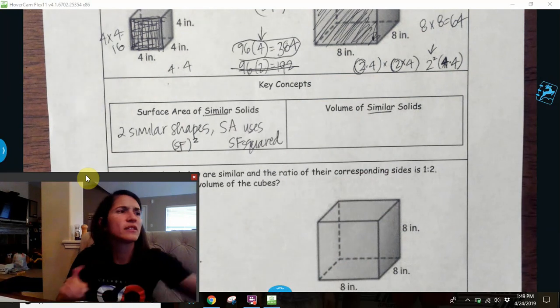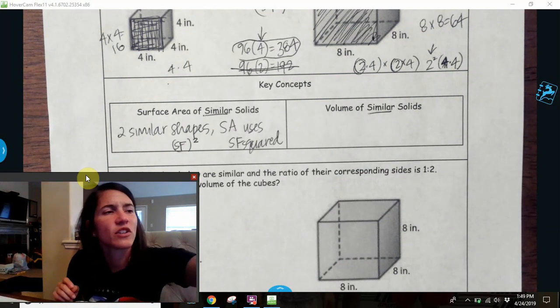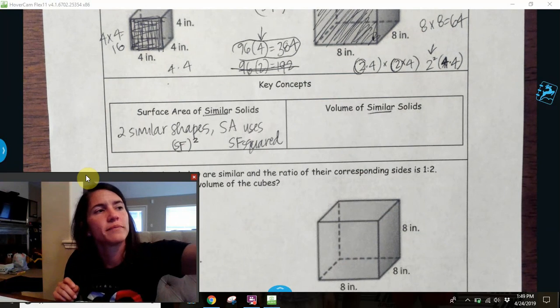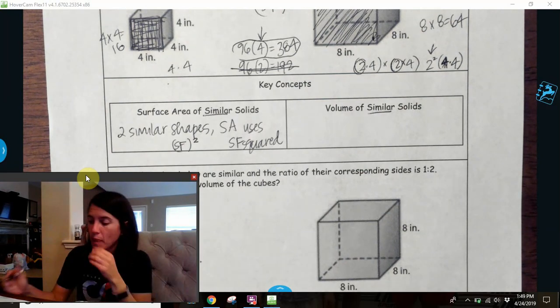I don't know if you can see the ink on my pen. I'm going to change because it feels like it's going to leak on me a little bit. All right, I'll try a different one.